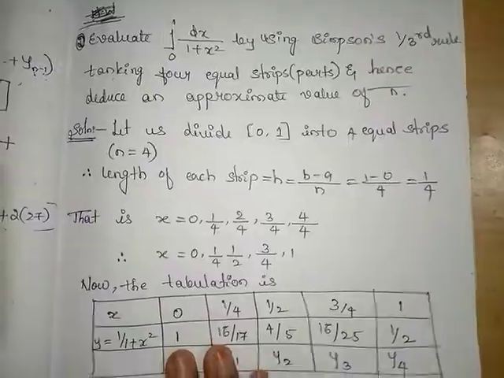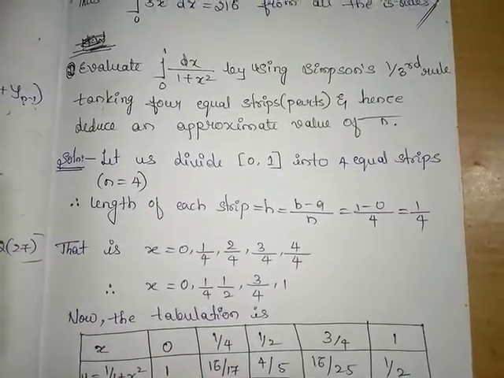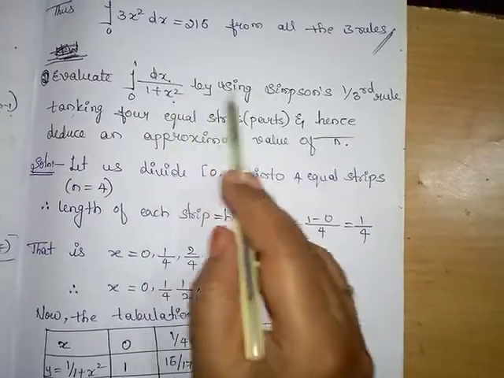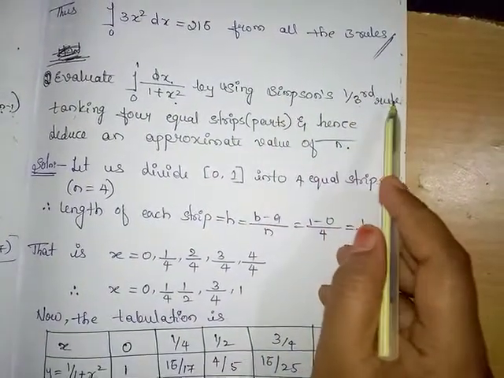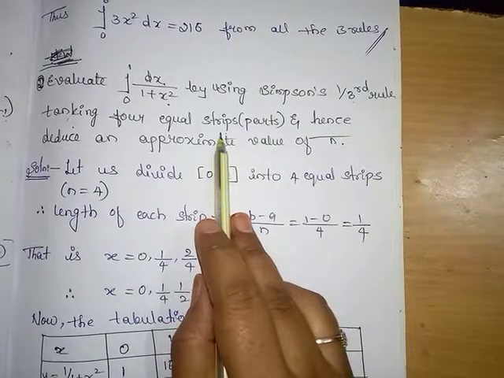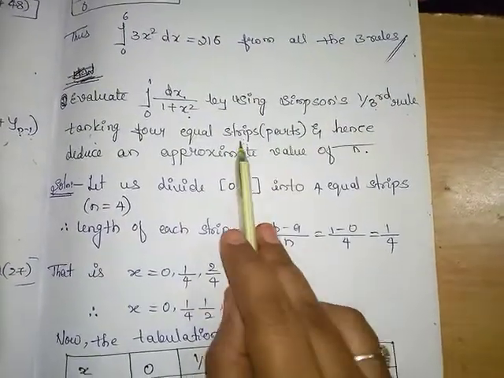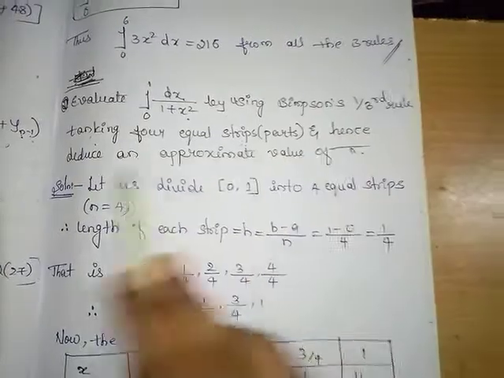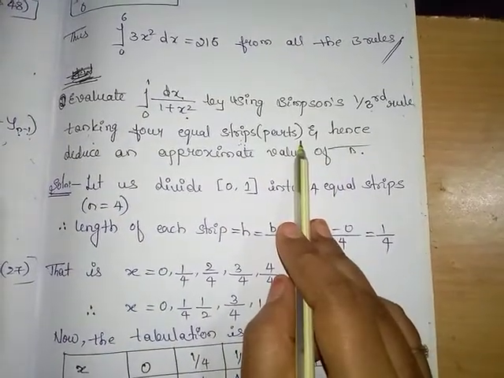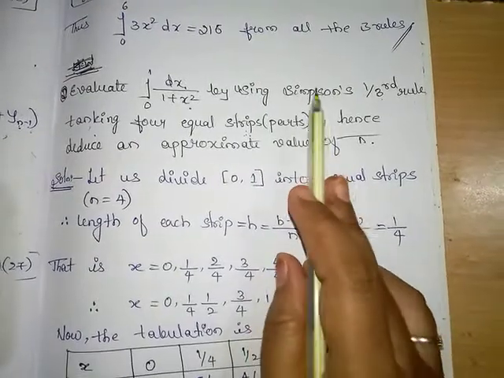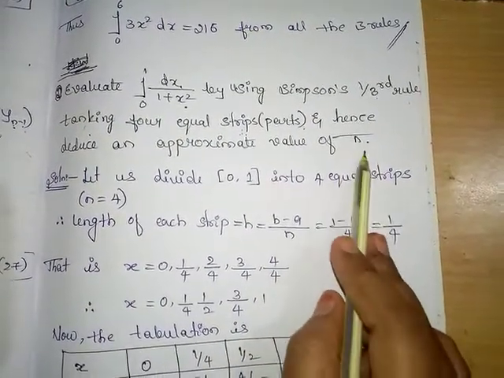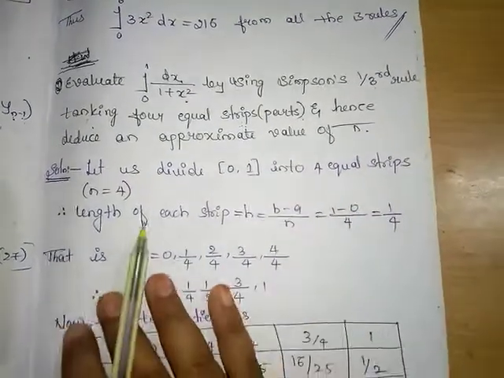Second example, evaluate the integral from 0 to 1 of dx divided by 1 plus x square by using Simpson's 1/3 rule, taking 4 equal strips. Here parts and strips are the same, and hence deduce an approximate value of pi. Up to this it is the same as the previous one. Here there is extra work, that is we have to find the value of pi. Let us see how to find this.